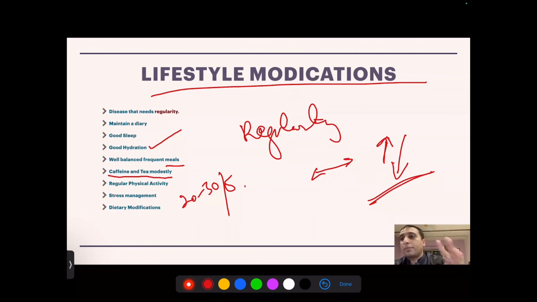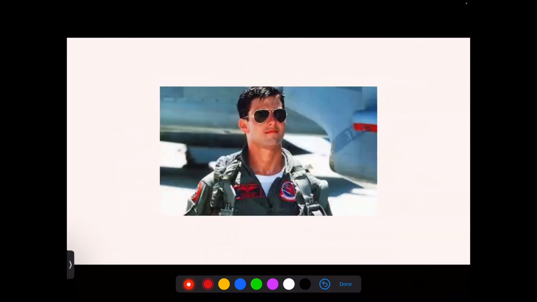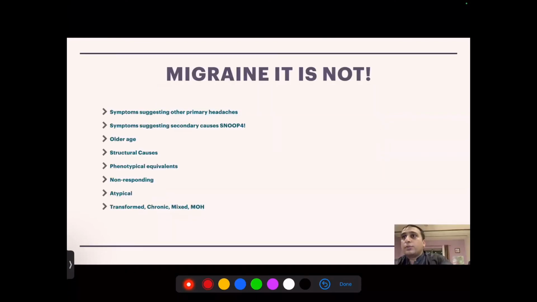So you ask the patient to keep a headache diary and find out what caused their headache in the first place. Wearing sunglasses and protecting them from cold and direct heat also helps reduce headache. It is very important to know what migraine is not.